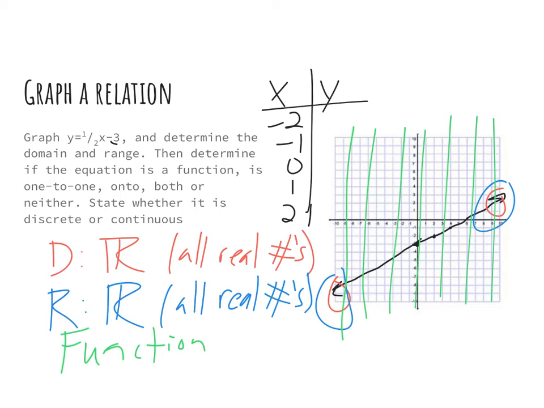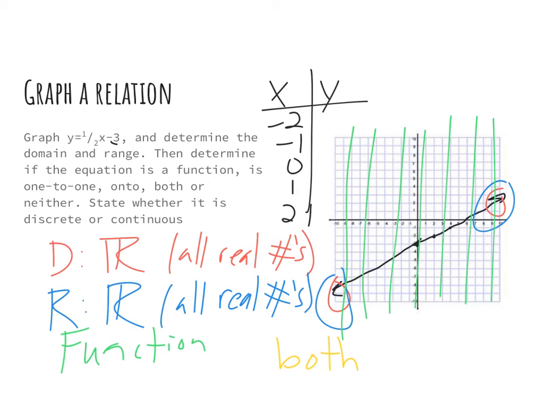And for the last part, the one-to-one, onto, both, or neither, if you'll notice, all of my domain values are used, and they're paired with exactly one range value. So if I plug any number in and multiply it by a half and subtract 3, I'm not going to get the same answer for two different domain values. So that's going to be a one-to-one function. For onto, all of my range values are going to be used as well because it's a continuous line. So this would be an example of both.